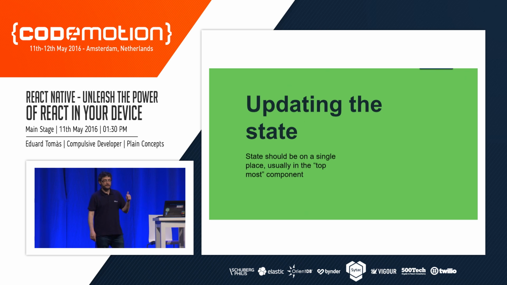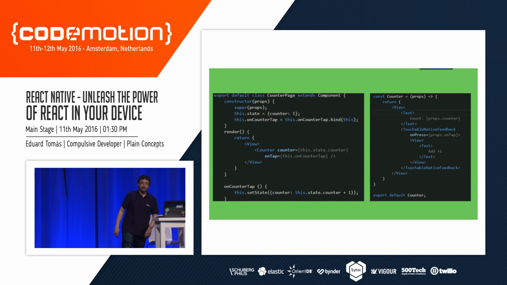We need to remember that state should be in a single place, usually in the topmost component. So we'll create a new component, and this is what we have. Basically, we have the counter page, which represents the full page, or the full view in our application. And this is the component that has the state. The state is the mutable part. This component has a state with an initial value of 1. And it also has a function, onCounterTap, which basically updates the state of the component. Remember, when the state of the component is updated using the setState function, the component is discarded and replaced with a new component.